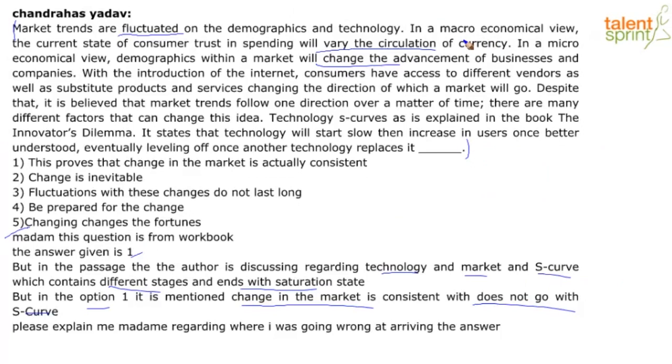With the introduction of the internet, consumers have access to different vendors as well as substitute products and services, changing the direction in which a market will go. Despite that, it is believed that market trends follow one direction over a matter of time. So which means over a matter of time, markets keep looking at what's the current trend and change accordingly. There are many different factors that can change this idea.